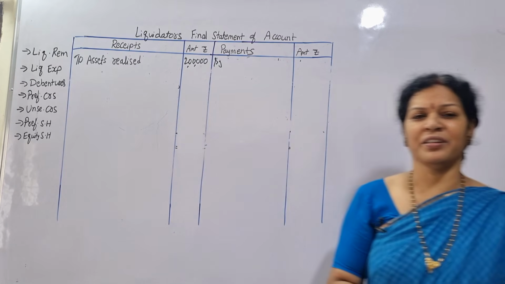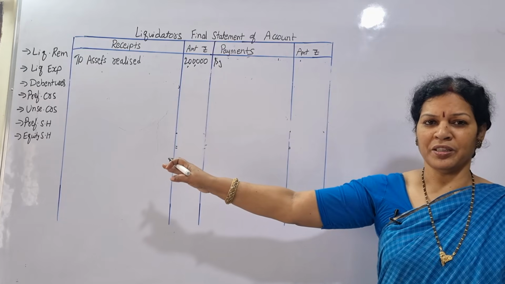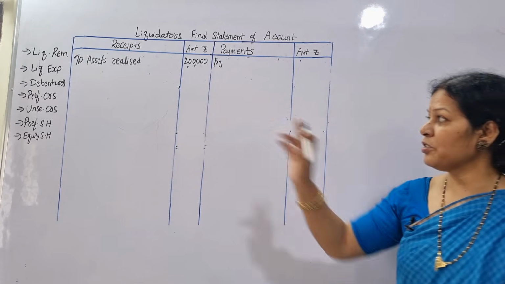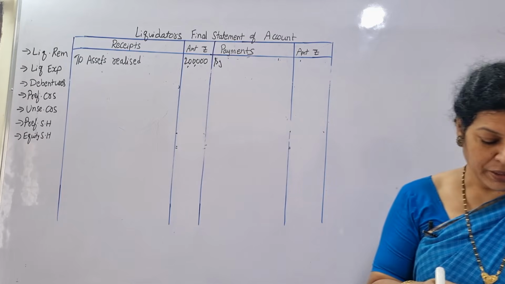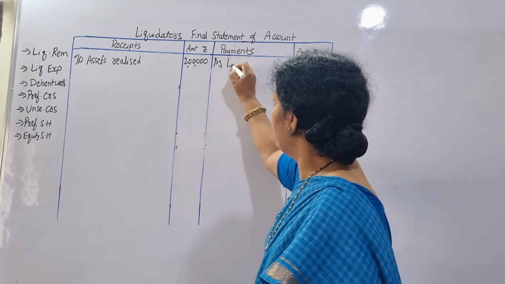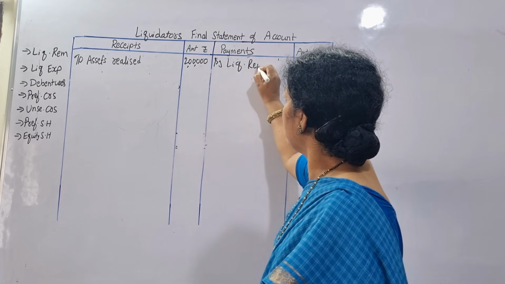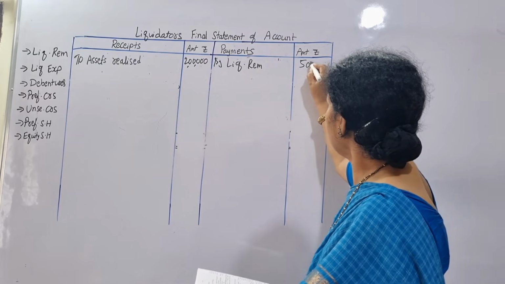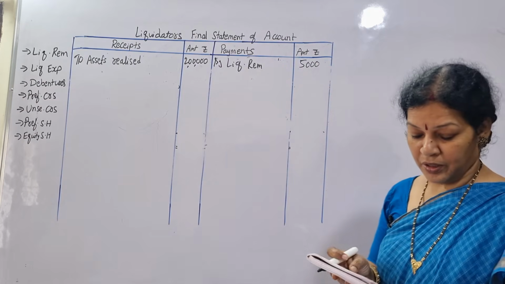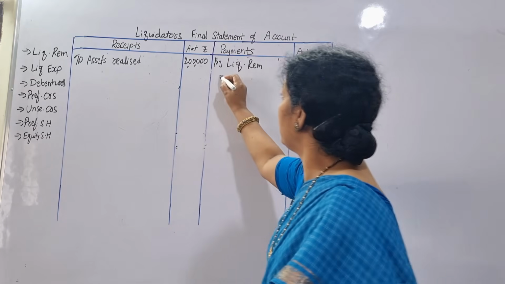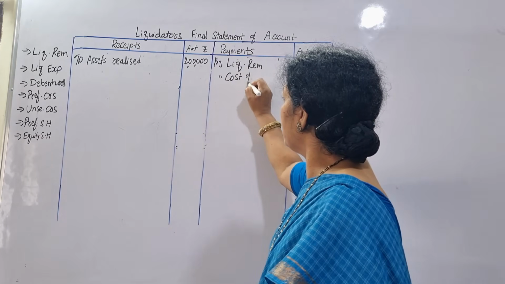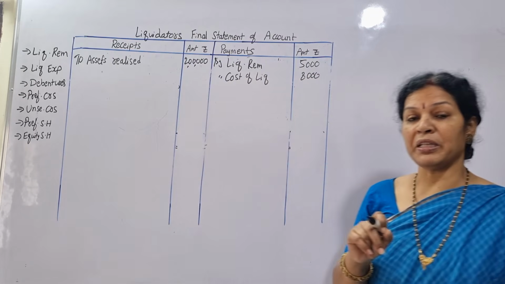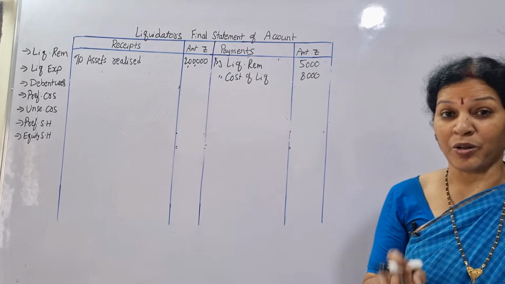Do we have any other income to be written on the receipt side? No. So we have 2 lakh to make the payments. The first payment is to the liquidator remuneration. Liquidator remuneration is 5,000, by liquidator remuneration. You can write full remuneration, it is 5,000. Then liquidation expenses, cost of liquidation, 8,000. Next, to whom will we make the payment? Debentures, along with the interest.